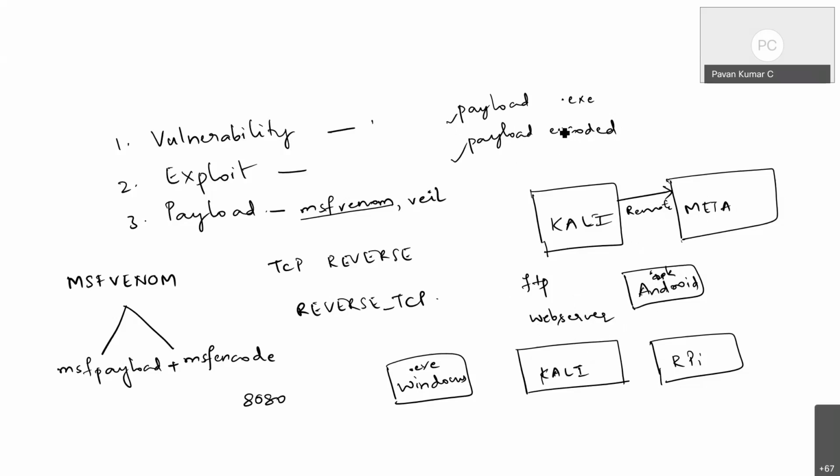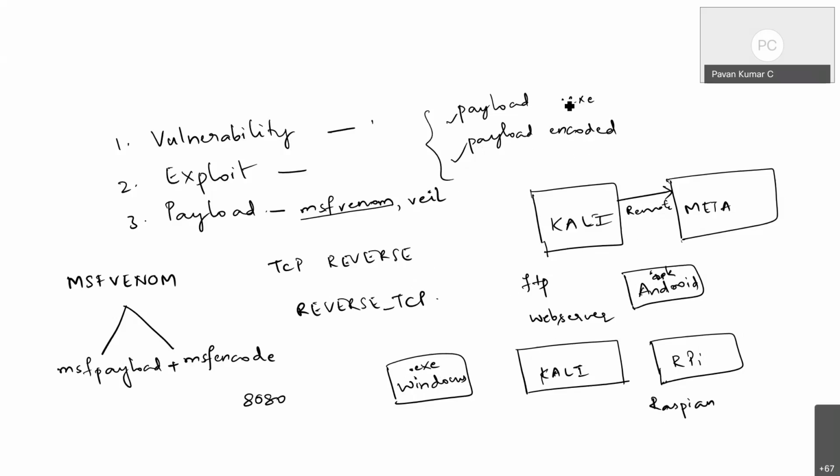These payloads will in turn have a reverse TCP connection, so that I can communicate with this machine. Even though it looks like it is only for Windows, you can use it for Android or for Raspberry Pi OS, Raspbian, also. The only thing is that we need to find out which file types it supports. So in Windows, we can do it with .exe.